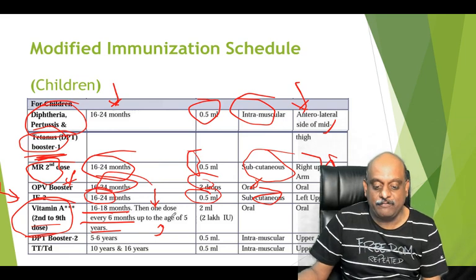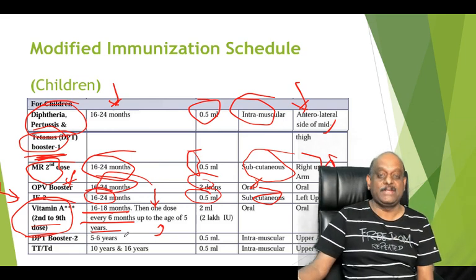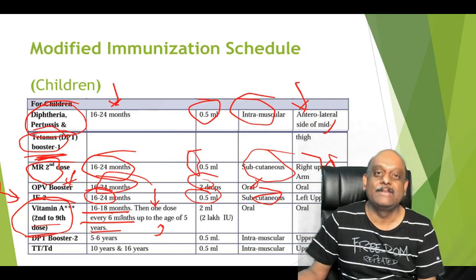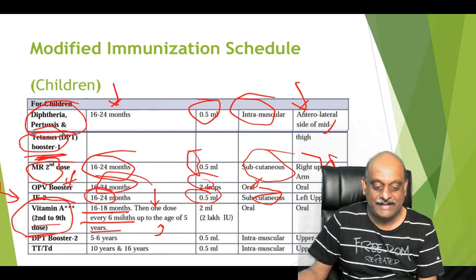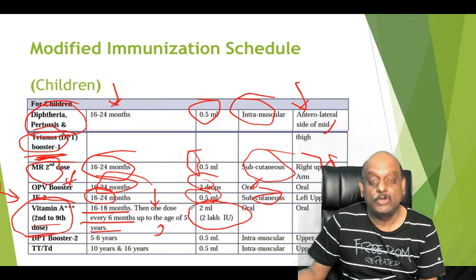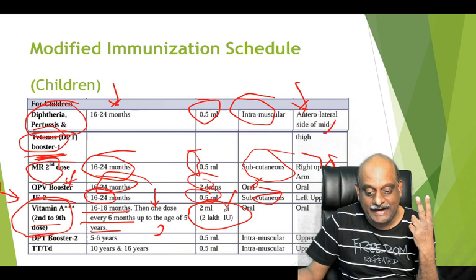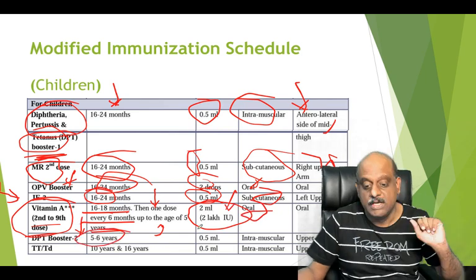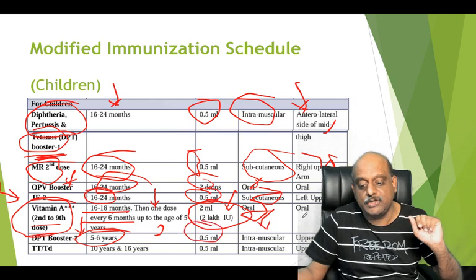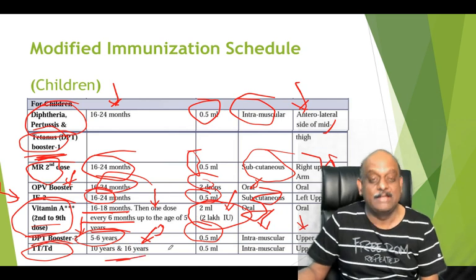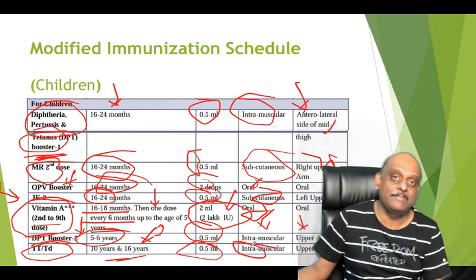So 1.5 to 5 years, how much is that? 3.5 years. How many 6 months are in 3.5 years? You have to calculate, right? So 2 ml is given, 2 lakh international units orally. Then DPT booster 2 between 5 to 6 years, 0.5 ml intramuscularly in upper arm. Then TT and TD at 10 years and 16 years, 0.5 ml IM upper arm.